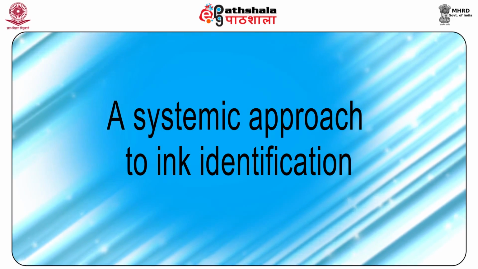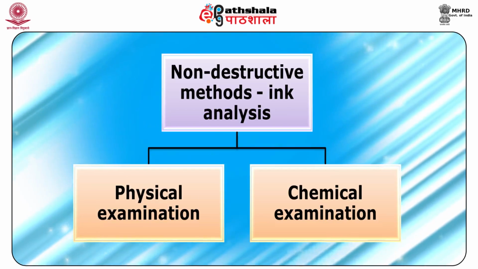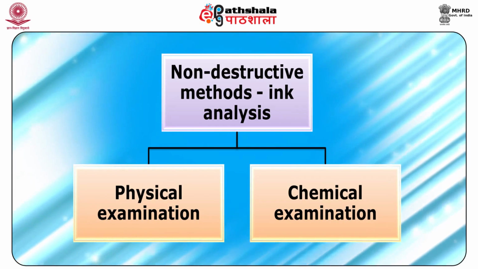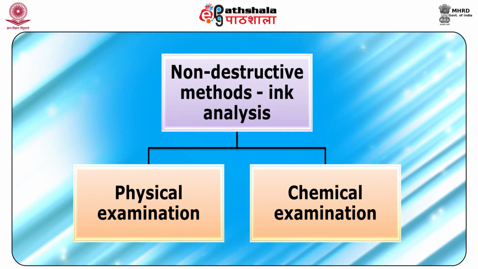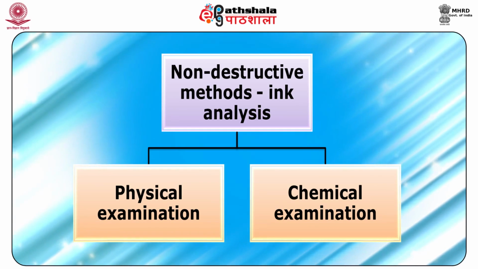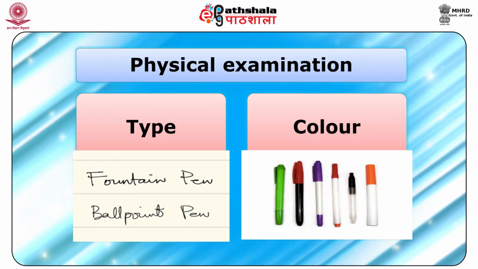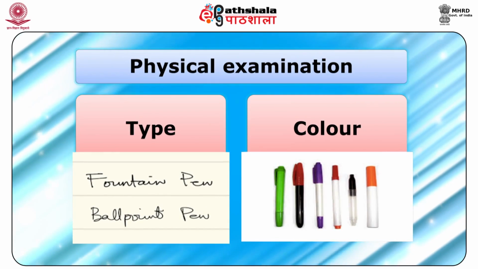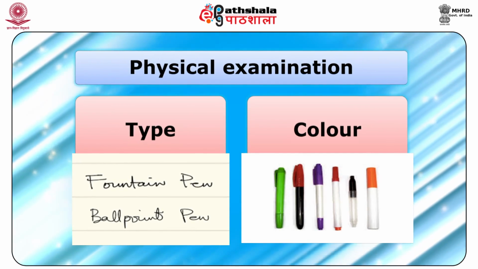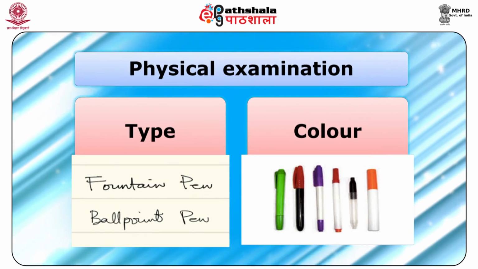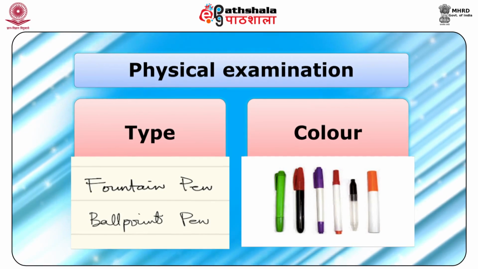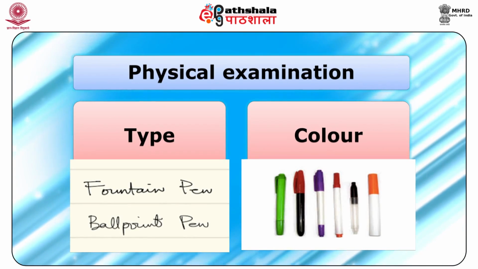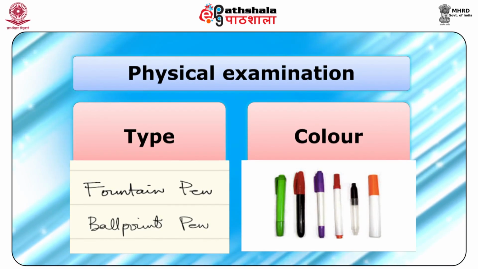Let us have a look at a systematic approach to ink identification. Before starting the examination, non-destructive methods are always used in examination of ink because they preserve the original sample, which can be further analyzed. First examination would be physical examination. This includes the optical examination of ink with the help of a hand magnifier or compound microscope. This examination is done to determine the type of ink used, that is, whether a ballpoint pen, fountain pen, or fiber tip pen was used for the writing purpose.